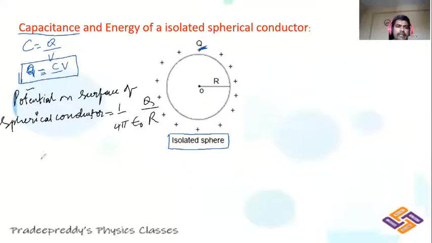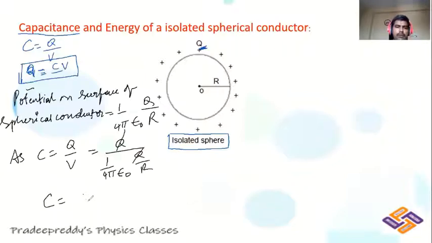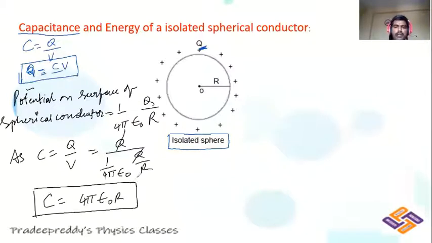As C is equal to Q divided by V, I'll just substitute that here. It is Q divided by V, and V is 1 by 4 pi epsilon naught, Q divided by R. This Q and Q get cancelled. C is equal to 4 pi epsilon naught into R. Right? This is the equation for the electrical capacitance of the isolated spherical conductor.